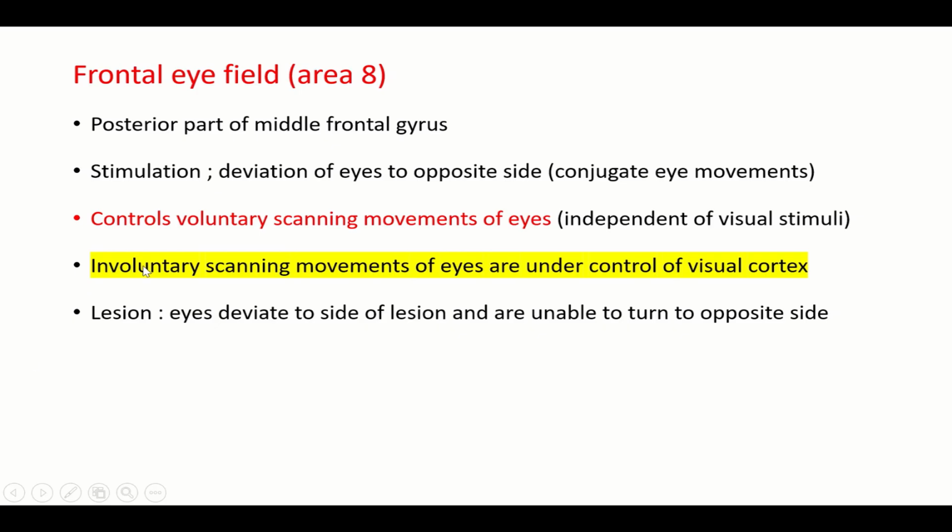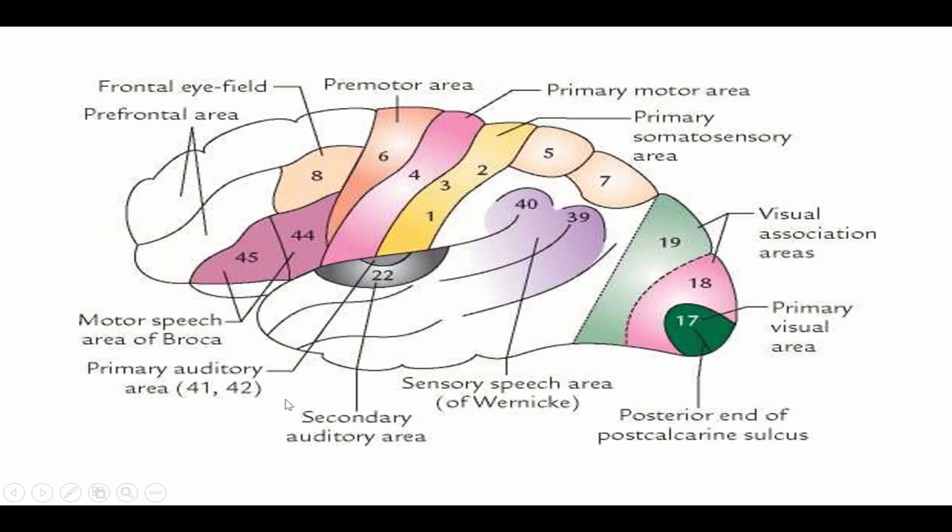If there is any lesion here, the eyes deviate to the side of the lesion and are unable to turn to the opposite side. That means voluntary scanning movements of the eye are lost, but involuntary scanning movements will be retained because they are concerned with the visual cortex. So this is the frontal eye field.